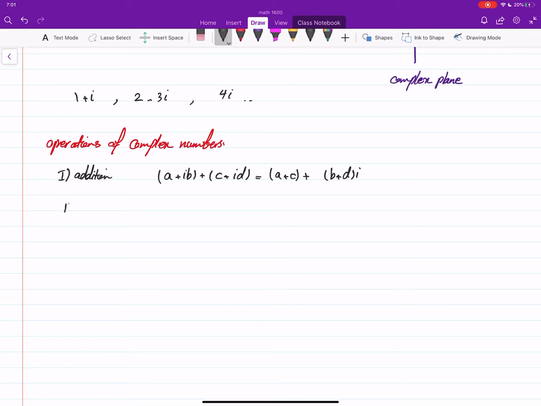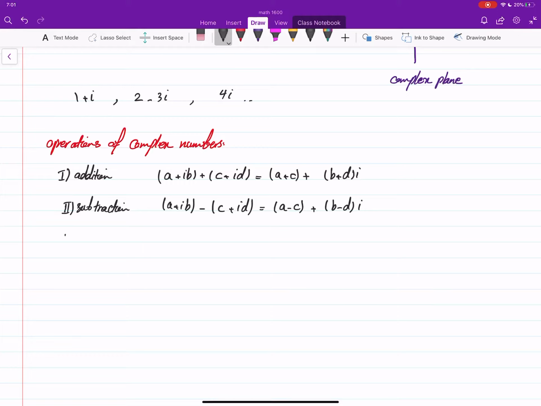For the subtraction, we have a plus bi minus c plus di. Subtract the real parts and subtract the imaginary parts.